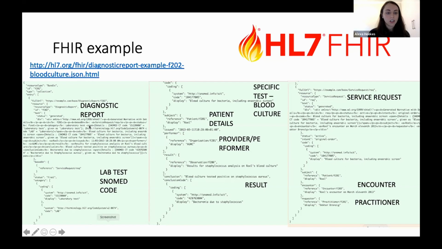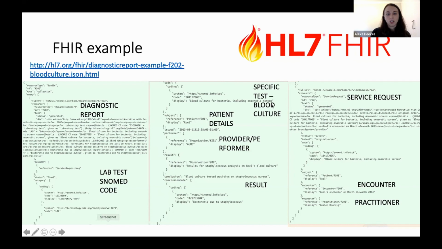And in that diagnostic report, we can see from the FHIR data that it was a lab test that was requested. And we can see which specific test with the SNOMED or common concept code, which is a blood culture for bacteria. And you can see what the patient details were, the provider, the result of the test, bacteremia due to staphylococcus. And then on the right, you can see a second resource, which is for a service request or an encounter, which just gives a little bit more detail about that visit that the patient had.